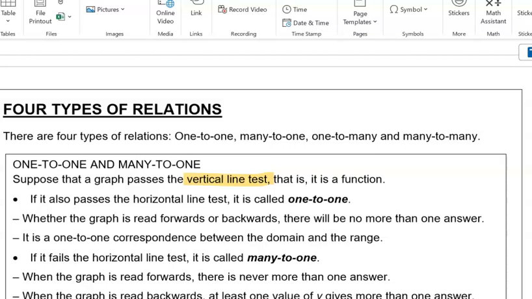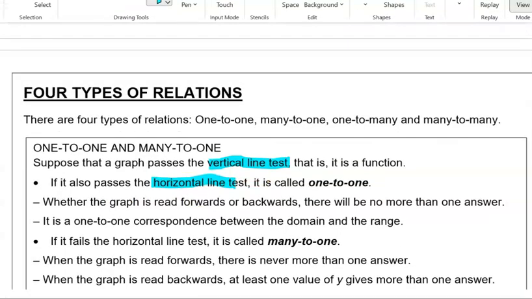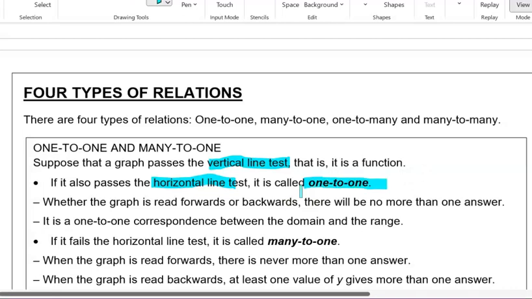So we now want to look at a horizontal line test as well. The horizontal line test works very similar to the vertical line test. When we draw horizontal lines through our function and it only hits at one point, we'd call that graph a one-to-one relation, or in this case a one-to-one function, because we've also passed the vertical line test. So I'll show you an example of that.